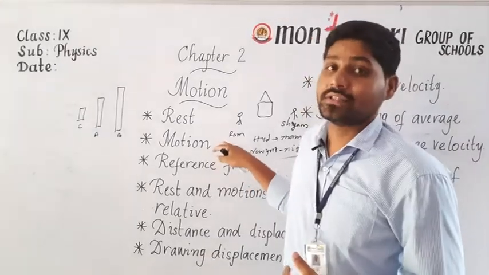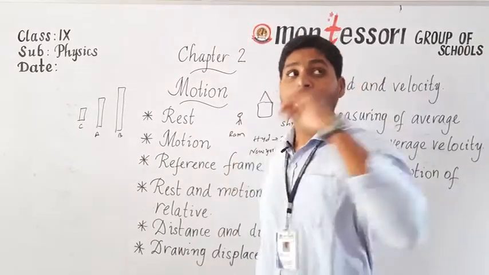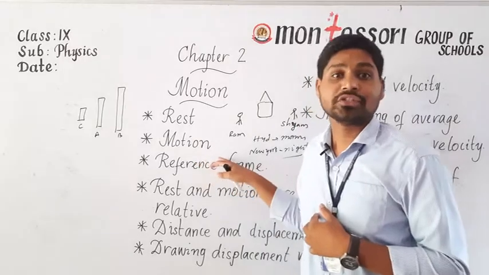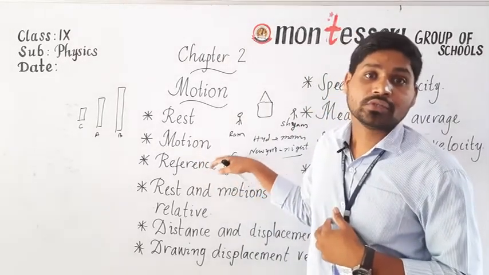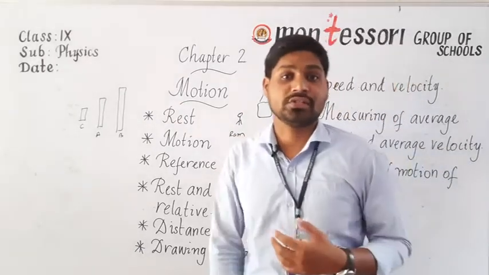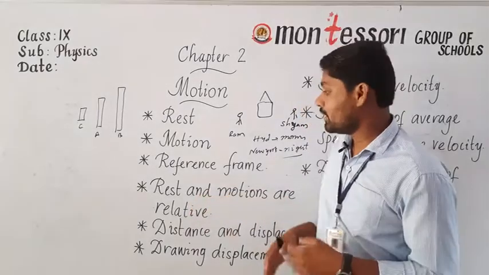The board is at rest. If you see the same board from the moon, how does it appear to you? The board is in motion. According to the observer, the motion of the object changes. Is it clear? That is nothing but a different frame here.